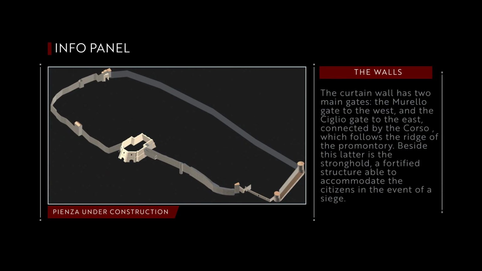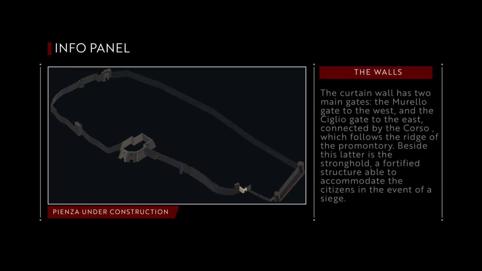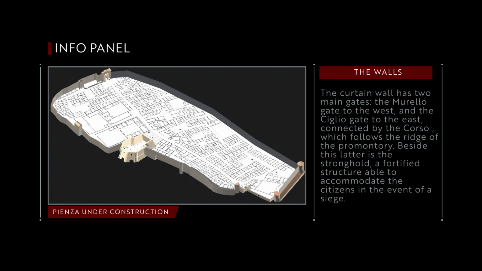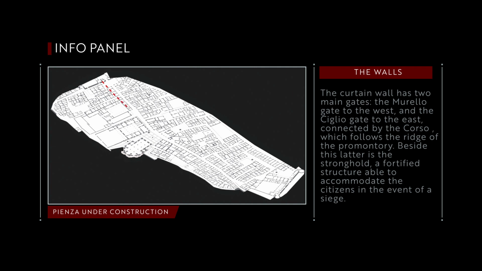The curtain wall has 2 main gates, the Murello gate to the west and the Ciglio gate to the east, connected by the Corso, a small medieval street, which follows the ridge of the promontory. Beside this latter is the stronghold, a fortified structure able to accommodate the citizens in the event of a siege.